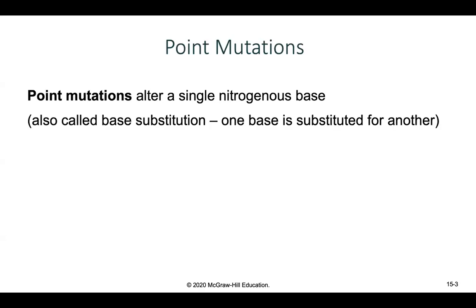I'm going to go through a few different categories of mutations. Point mutations are where a single nitrogenous base is altered. So it's at one point in the DNA or the RNA. Just one single base, an A, a T, a C, a G, a U, whatever, is altered. It's also called a base substitution. So one of those letters is substituted for another. That's a point mutation. So these are really tiny. It's not like a whole chunk of chromosome is mutated. It's just one base.